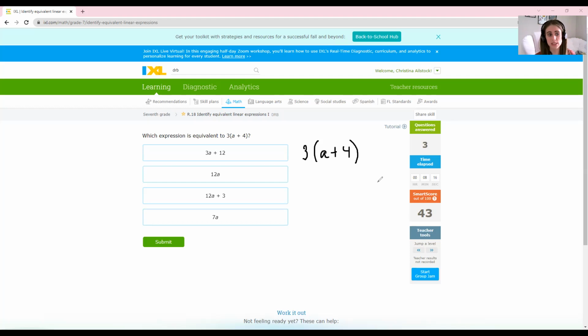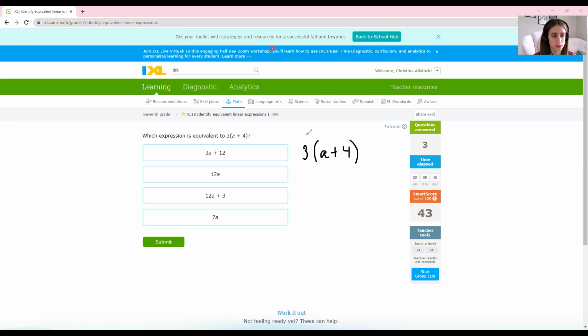Order of operations tells us to do parentheses first. But when we look at our parentheses here, I have a plus 4. Can I do a plus 4? No, because they're not like terms. Our a is a variable, our 4 is a constant. Therefore, our workaround is to do the distributive property. That will clear out our parentheses.